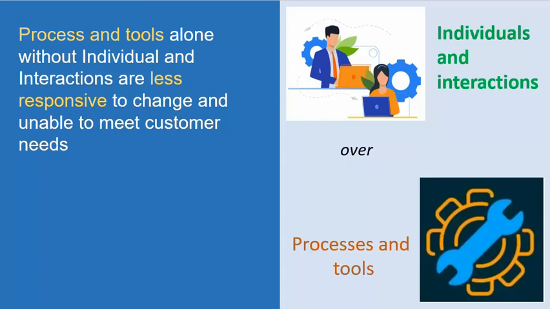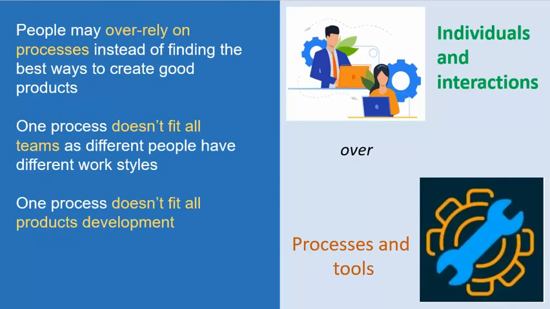That caused the problem. Individuals' creativity was lost if there was too much dependency on processes and tools, and their hands were tied around the process and tools. They either cannot, or they are not allowed to, think beyond whatever is a part of the process and tools. So out-of-the-box thinking and ownership can go away if there is too much reliance on processes and tools. People may over-rely on processes instead of finding the best ways to create good products.